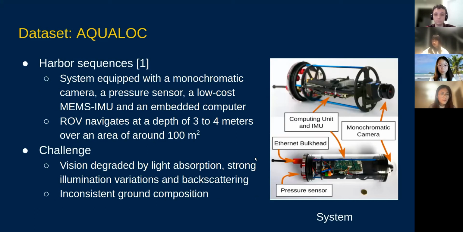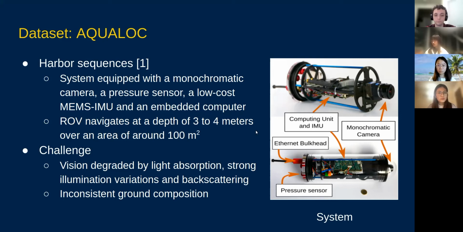We use harbor sequences in the Aqualoc dataset, which is collected in a shallow underwater environment. It is challenging because of the degraded vision caused by light absorption and illumination variations, as well as the inconsistent ground composition. We take two methods for comparison.